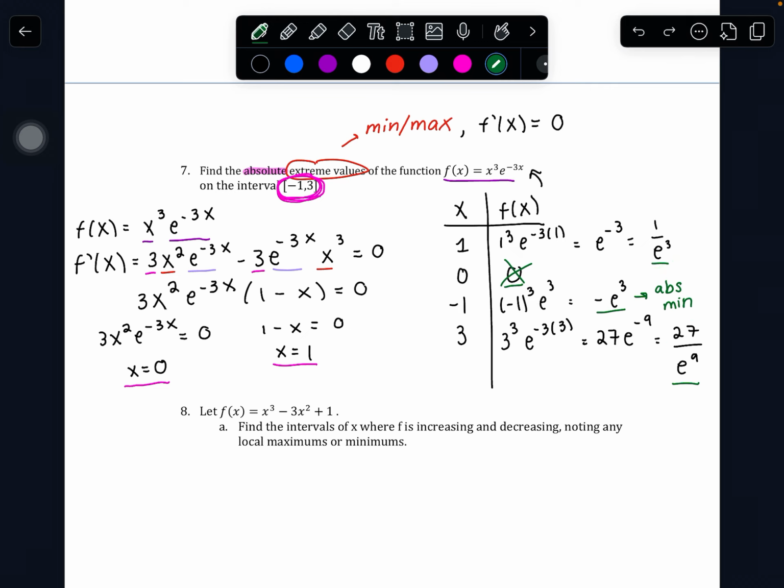Well, remember, e is like 2.72 something, right? If I put that to the 9th power, that's going to be a really large number. So 27 divided by e to the 9th is very small. It's probably very close to 0. So I think 1 over e cubed, 1 over e cubed is like almost 1 over 27. Almost, right? Because e is pretty close to 3. So it looks like this is going to be our absolute max.